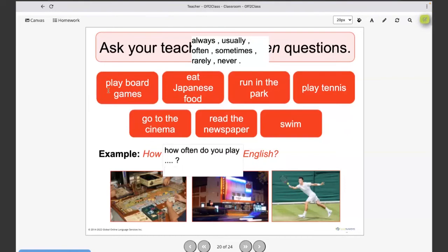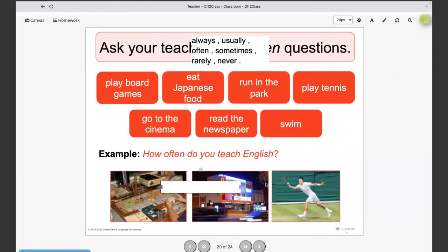Okay. So Nora, now you ask Nof a question. Choose from here. Okay, Nof, how often do you eat Japanese food? I usually eat Japanese food. Usually. Yes, I like Japanese food. Me too. Now Nof, ask a question to Nora. Once you answer, directly ask her a question. Start. How often do you run in the park? I sometimes run in the park. Oh, you do. Good.